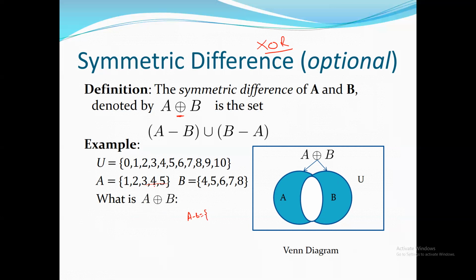So all the elements of A that are not present in B, that is 1, 2, and 3, right? And what is B minus A? B minus A is all the elements of B that are not present in A. So that is 6, 7, and 8. So what is A symmetric difference B? It is 1, 2, 3, 6, 7, and 8, isn't it? So here you can see the solution for that. All right.